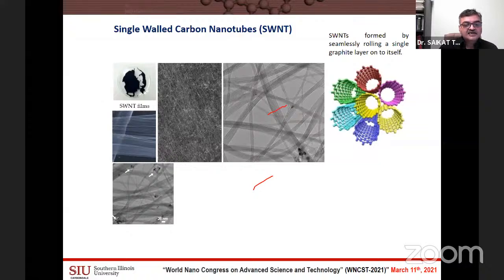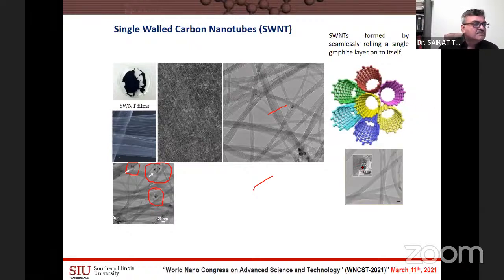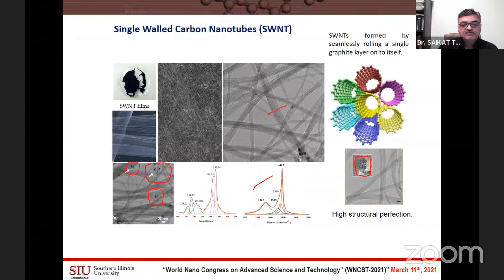You need metal catalyst to grow nanotubes. And you can see that although the tubes are clean, you do have metal catalyst embedded in there. And of course, I'm not sure if you are able to see it or not, this TEM shows that it has a different kind of diameter distribution, which you can pick up from Raman as well.